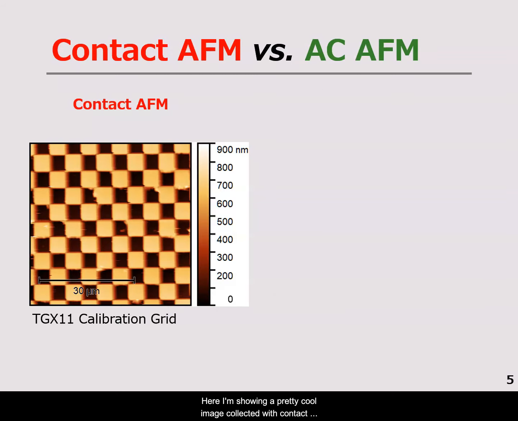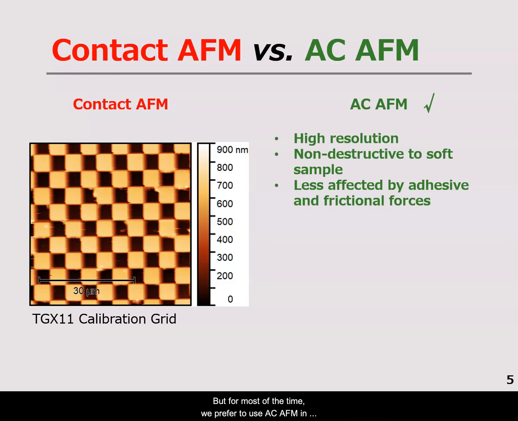Here I'm showing a pretty cool image collected with contact AFM. It's a calibration grid, but for most of the time, we prefer to use AC AFM in our lab because of its high resolution, and since in AC AFM the tip is only in intermittent contact with the surface, it's non-destructive to soft samples, which we usually work on. Also, AC AFM is less affected by adhesive and frictional force compared to contact AFM.